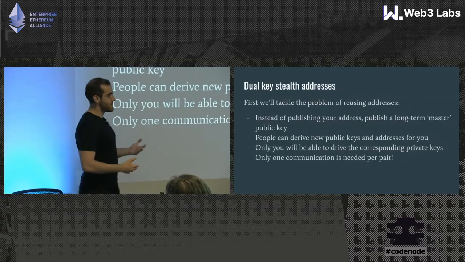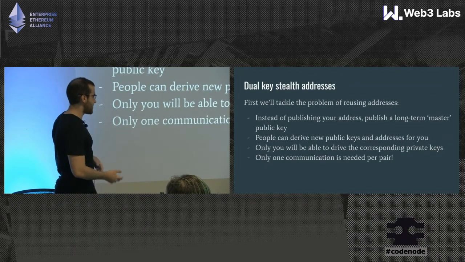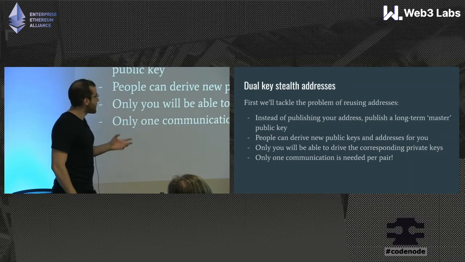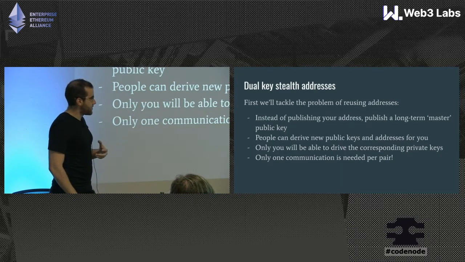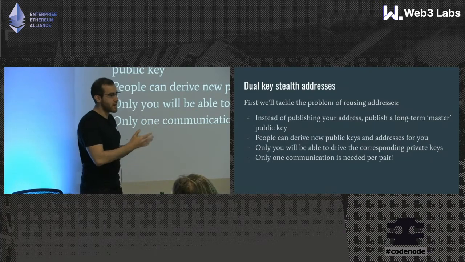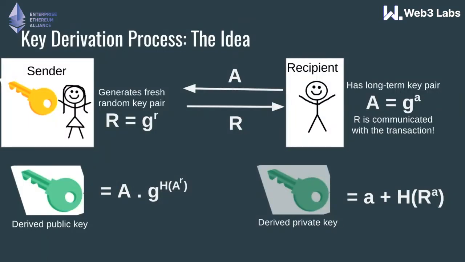So you just kind of see this as a Diffie-Hellman key exchange of elliptic curves, and that's basically what it is. Yeah, so this really extends the scheme again by requiring only one communication for basically infinite address pairs. So the idea is this, right?